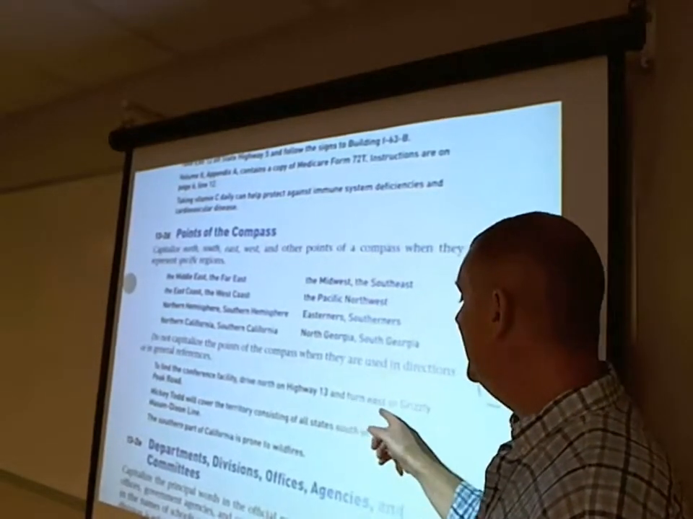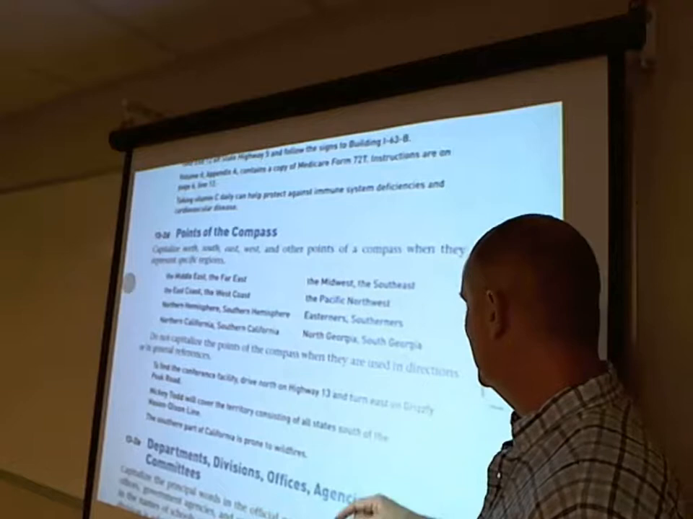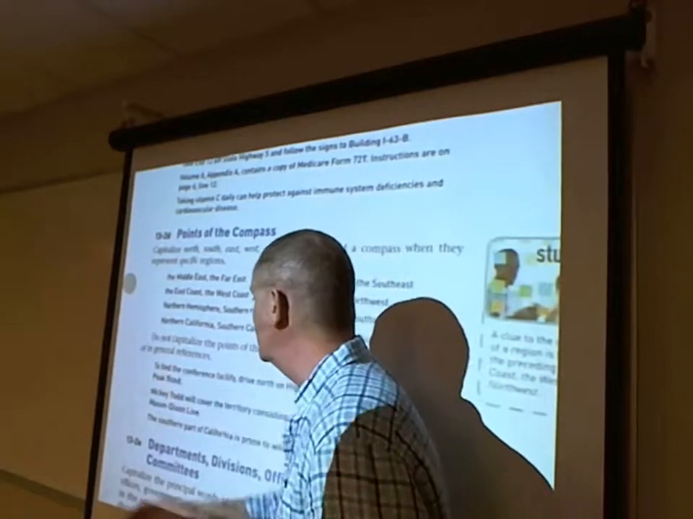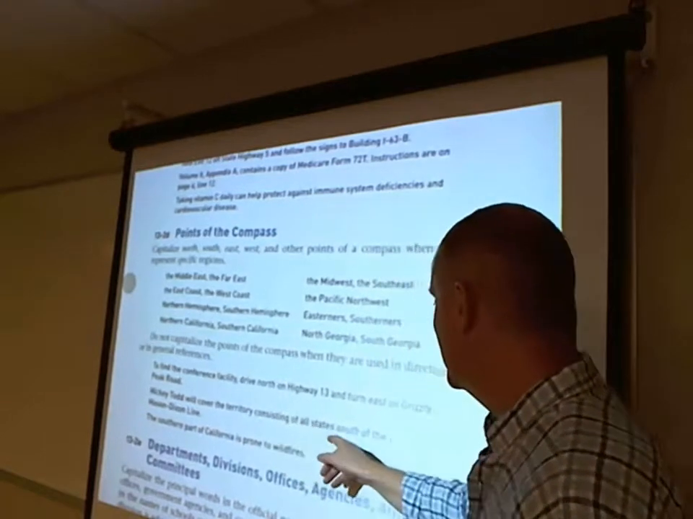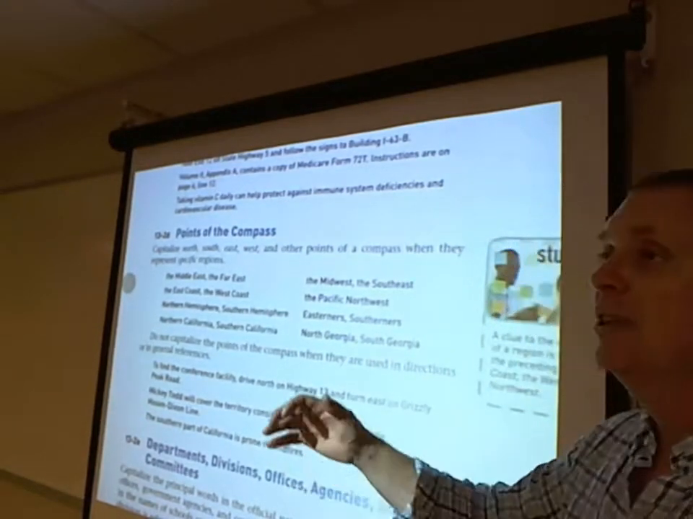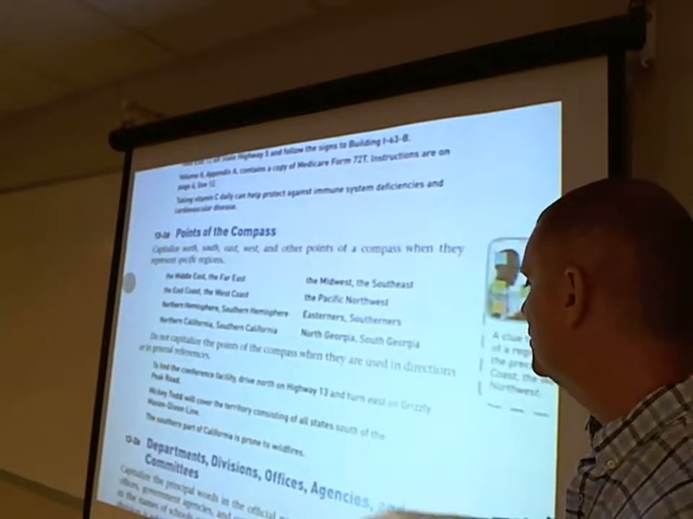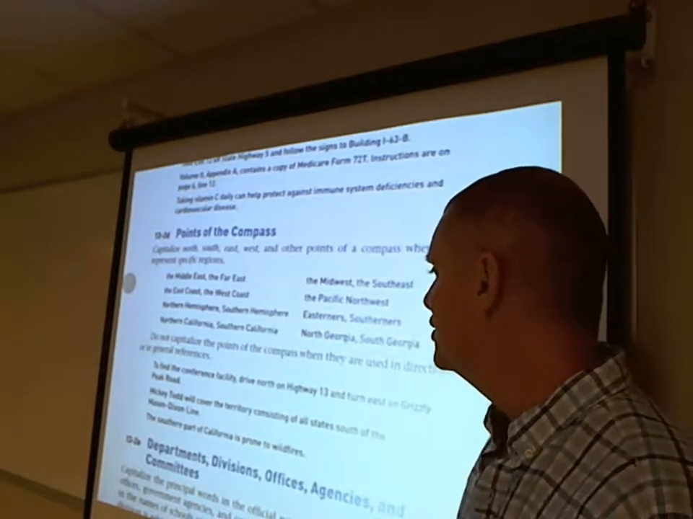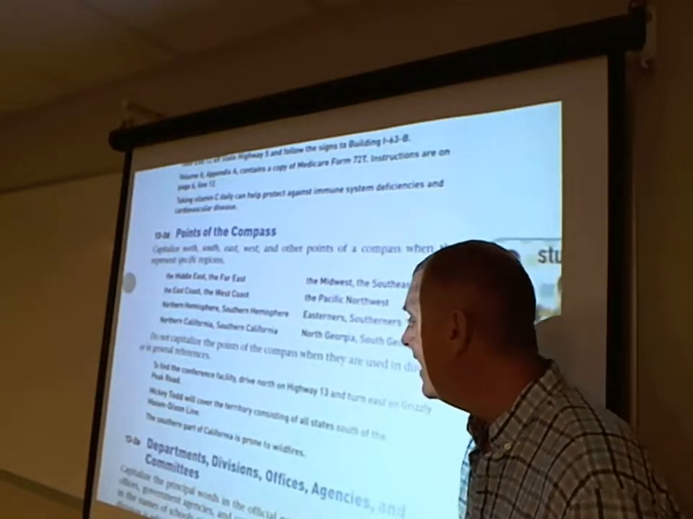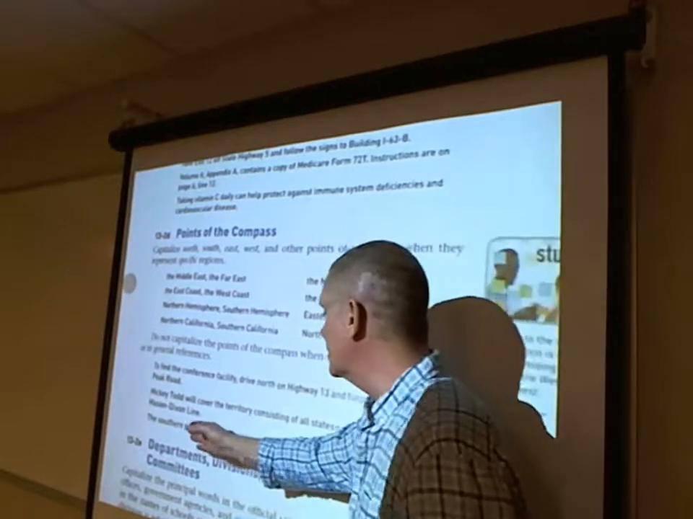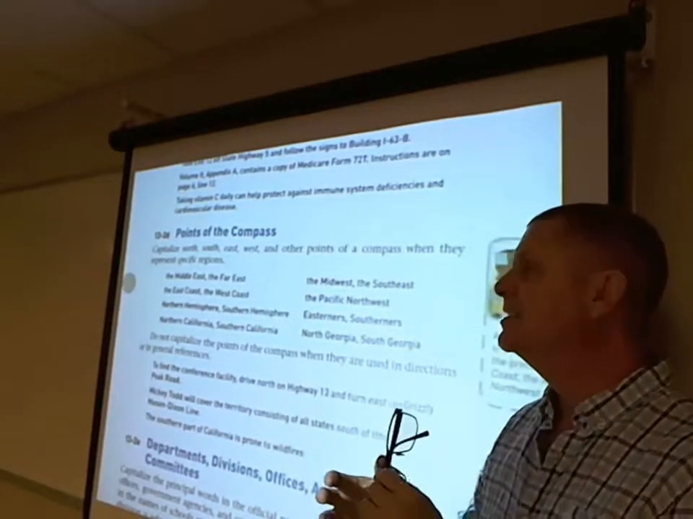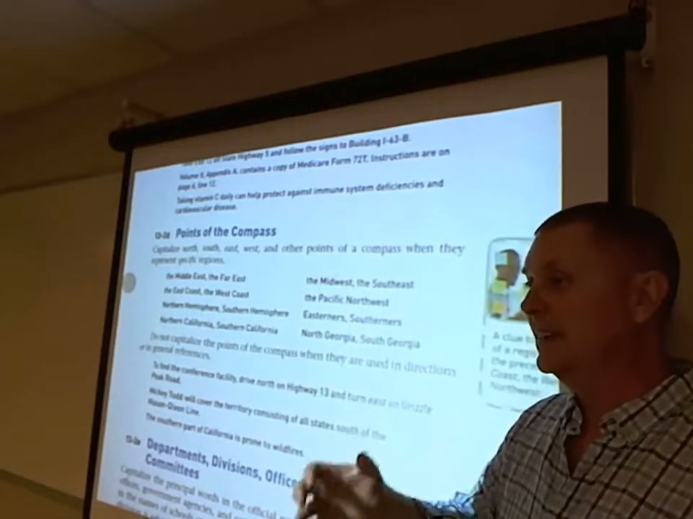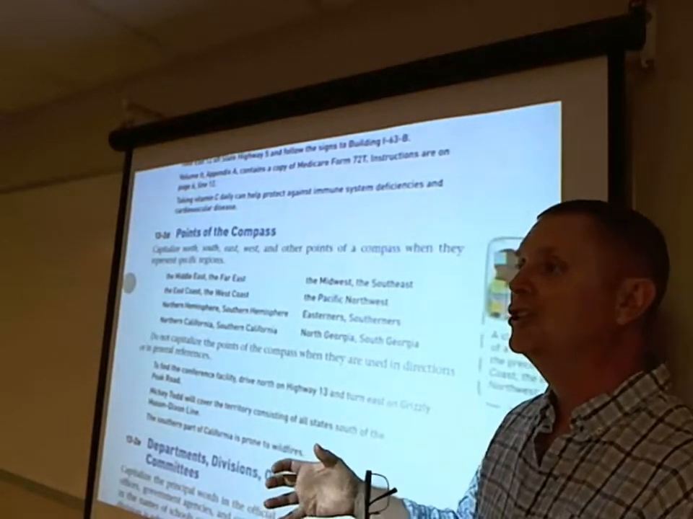Consisting of all states south of the Mason-Dixon line, directional, it's a point on the compass, so it's not capitalized. The southern part of California is prone to wildfires. Southern part, you may think of that as a particular region, but it's not being designated as a region in this particular case. It's a directional location in reference to where those wildfires will typically occur. Okay, let's see.